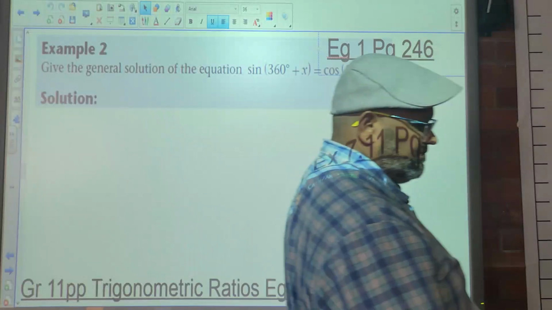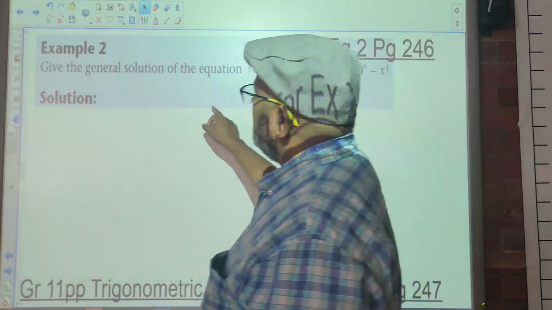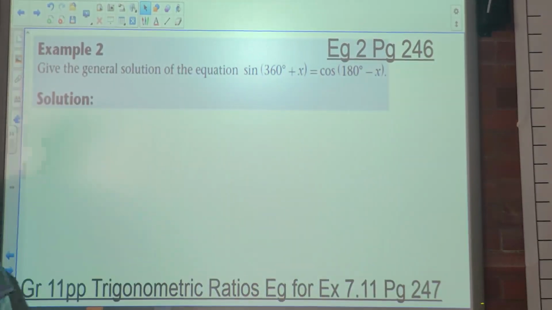Example 2. Example 2 is on the same page, correct? Yes. So example 2 again, it says give the general solution of the equation sine of 360 degrees plus x equals cos of 180 minus x. Okay, where do we start?